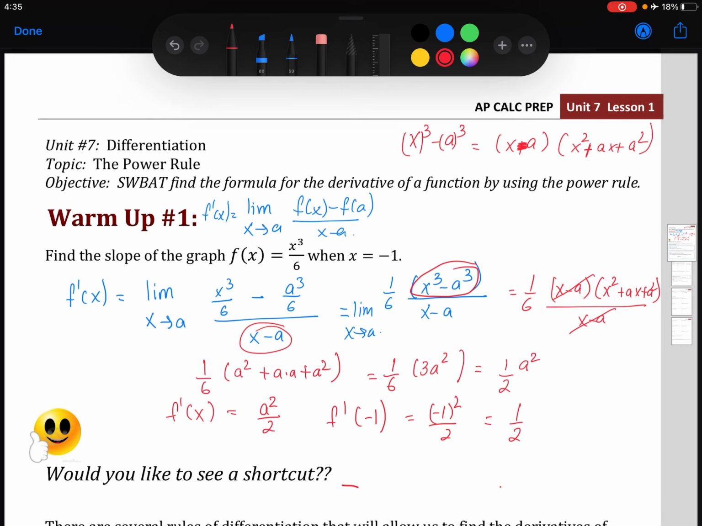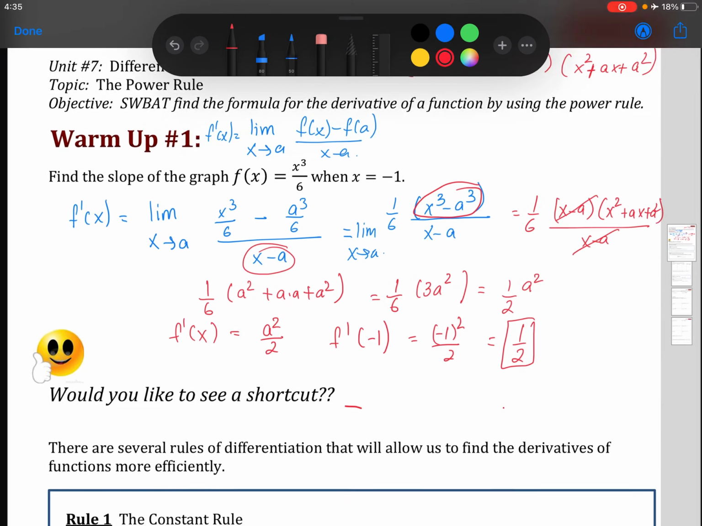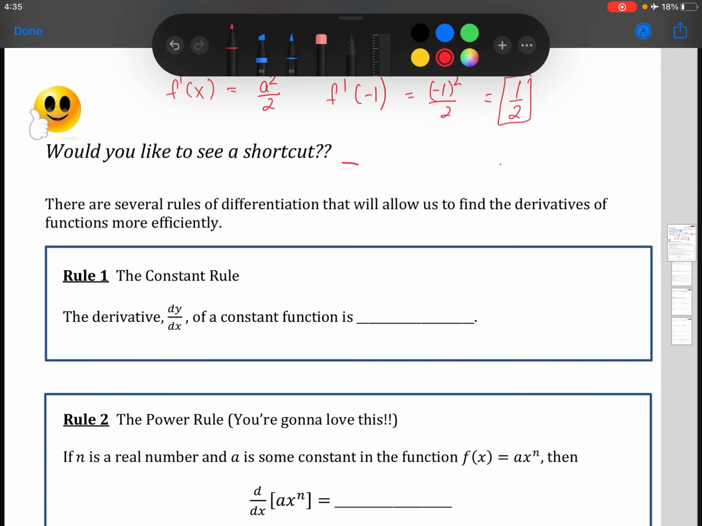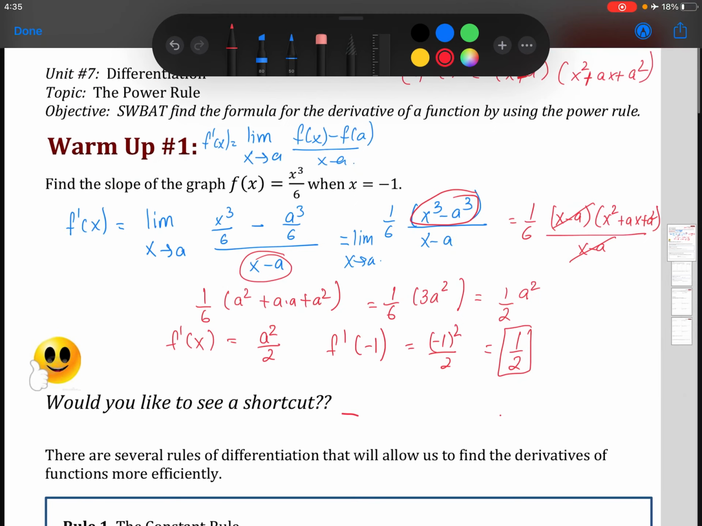So now it took us a good 2-3 minutes, I would say, to come up with the answer. But what if we had a shortcut? This is actually one of my favorite lessons to teach. Would you like to see a shortcut? There are several rules of differentiation that will allow us to find the derivatives of functions more efficiently. So there's a shortcut to it. Basically, you can find it in just one step. You can go from here to this in literally one step.